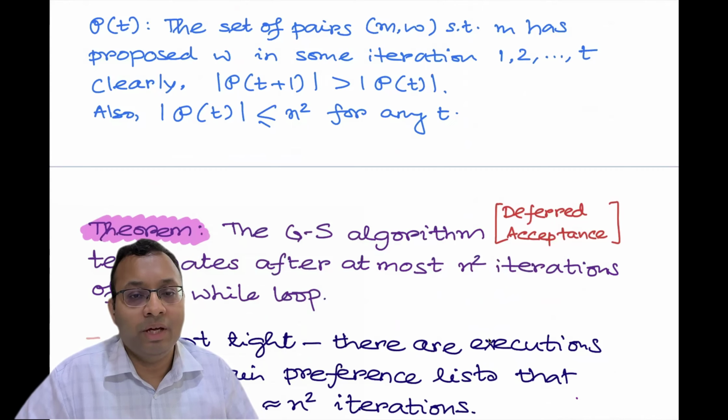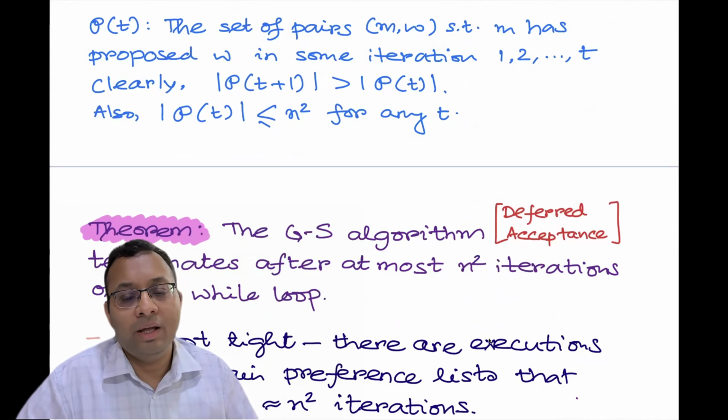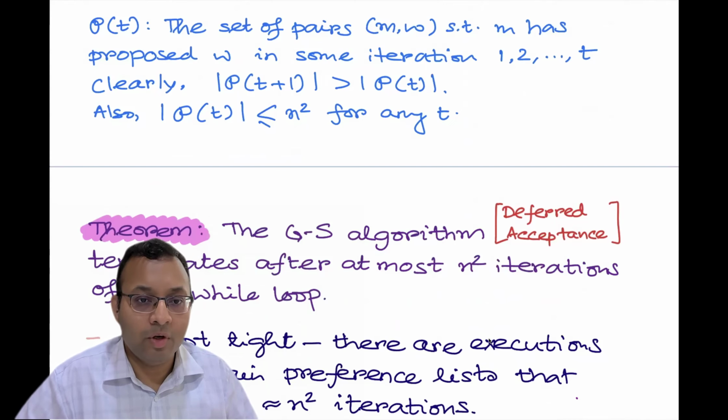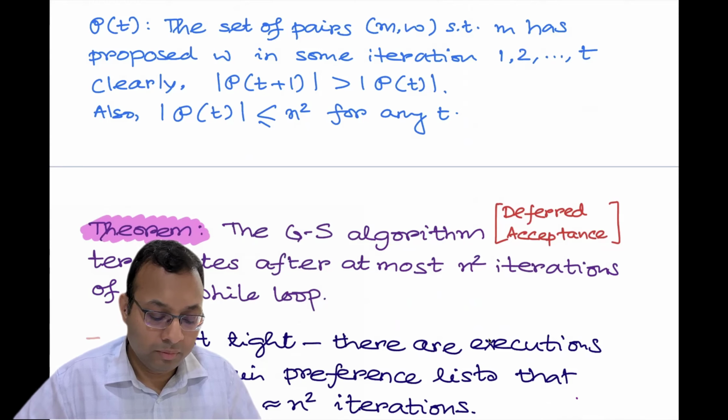Now, what is the maximum size of P_T? The number of edges, it's K_{n,n}, a complete bipartite graph, is n squared. So it should not be more than n squared. In fact, we can show that there are instances for which you need Omega of n squared steps. So it's an almost tight analysis, but it will stop within n squared iterations for sure. Okay, so it will terminate.